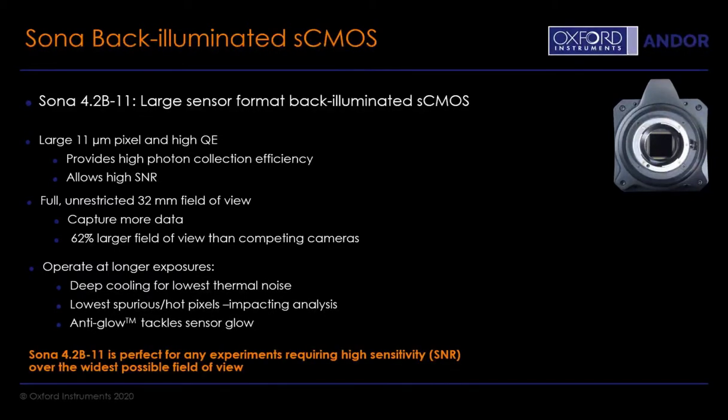So the Sona 4.2 B-11 model is perfect for any experiments requiring high sensitivity over the widest possible field of view. And the other Sona with the smaller pixel is going to be more suitable for people working at lower magnifications where the smaller pixel is more suitable, and is a direct swap out for people who had the previous generation of sCMOS cameras.